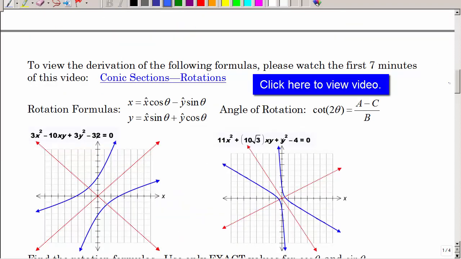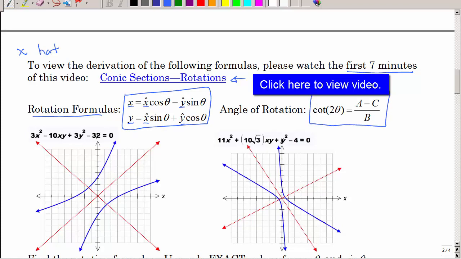How are we going to do that? We have some formulas here that relate x and y to our new coordinate system, x hat and y hat. If you want to see the derivation of these formulas, there is a nice video here. If you just watch the first 7 minutes, it's a 34-minute video, it's very good, but the first 7 minutes actually derive those formulas. In order to use these formulas, we need to know that angle of rotation, and it is given by this formula.